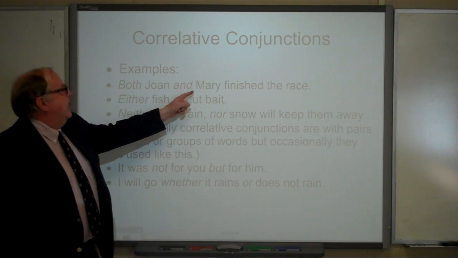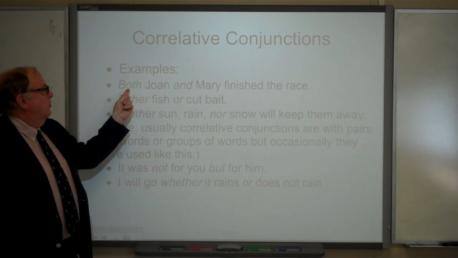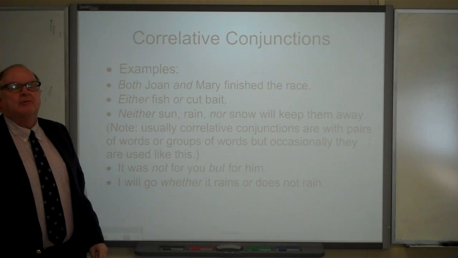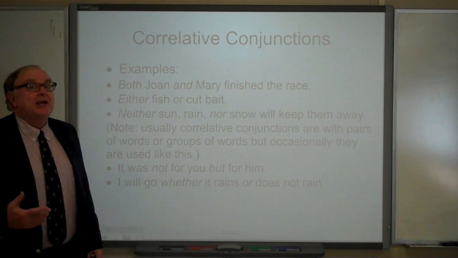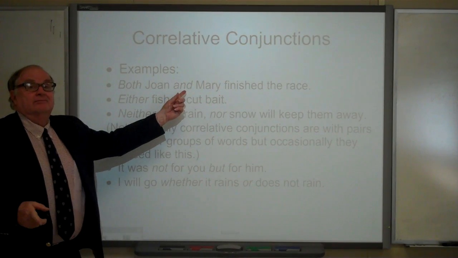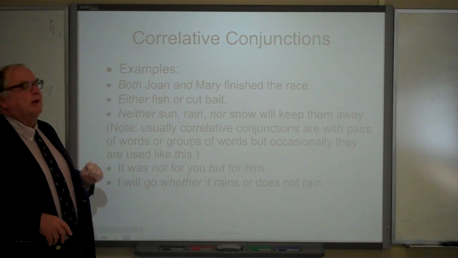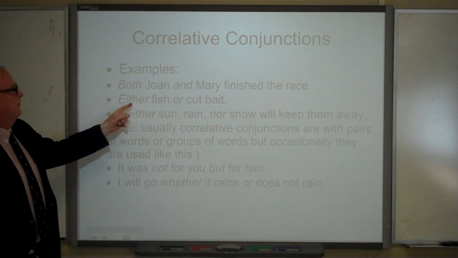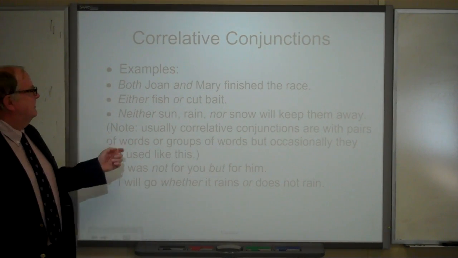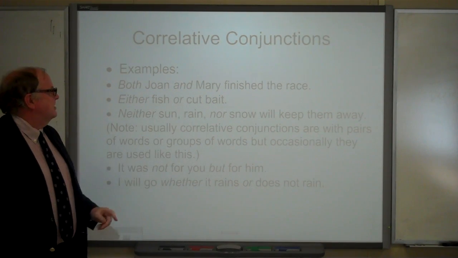Okay, both Joan and Mary finished the race. Notice the conjunction is "both, and." Both words make up the correlative conjunction. A lot of times on exercises, and this is a warning, students will underline the "and," or say, yeah, "and" is the conjunction, but they'll forget about the "both." Okay, either fish or cut bait. Famous proverbial expression. Either/or joining fish and cut.